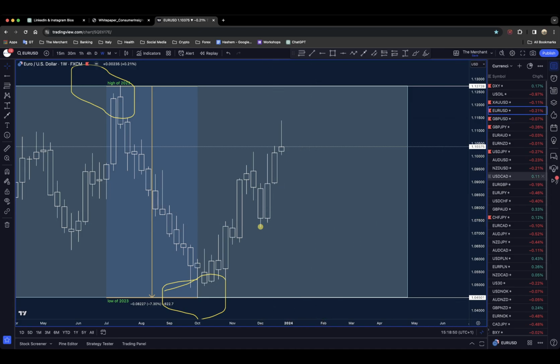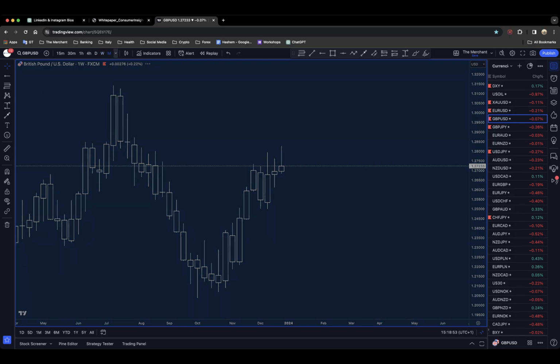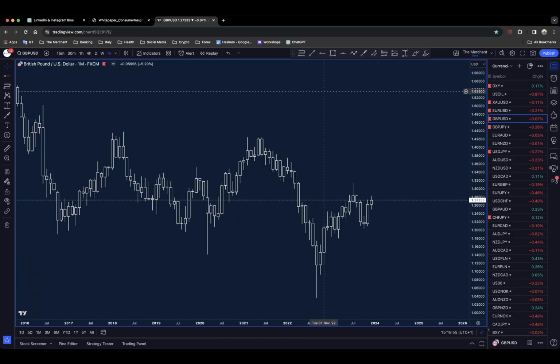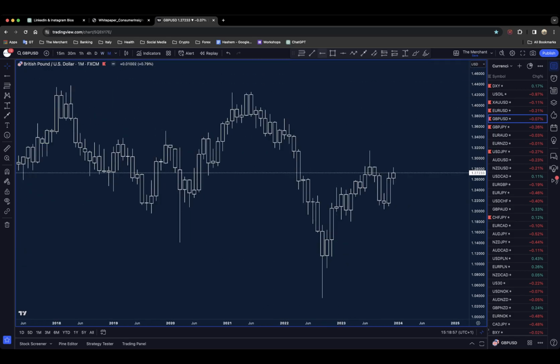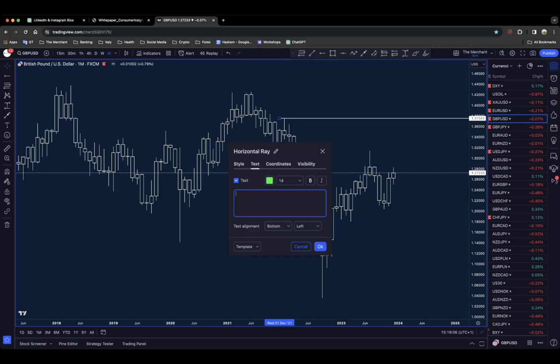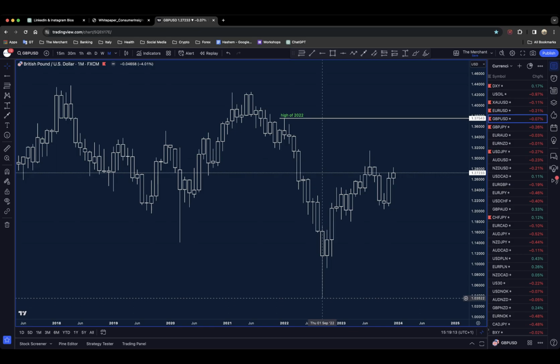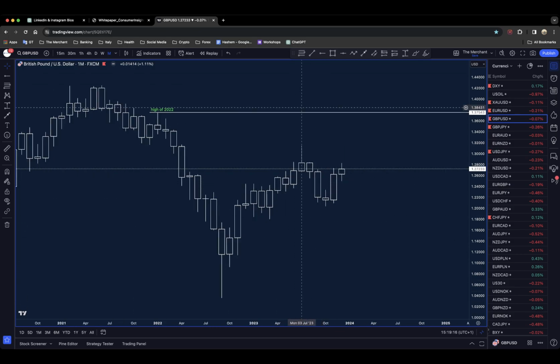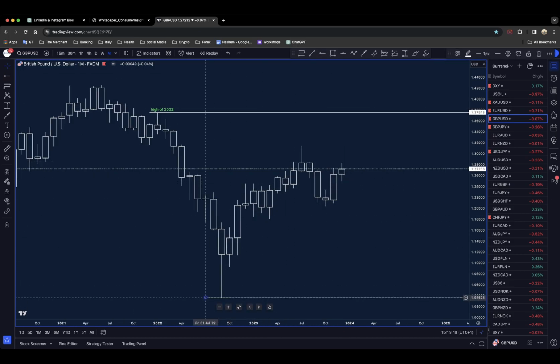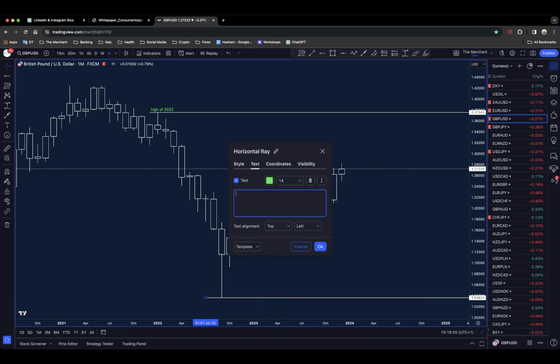Okay, let's now move to the GBP/USD, which is very similar to EUR/USD. Let's do it quickly. Here is January 2022, the high of 2022, and here we have the bottom of 2022, the low of 2022.